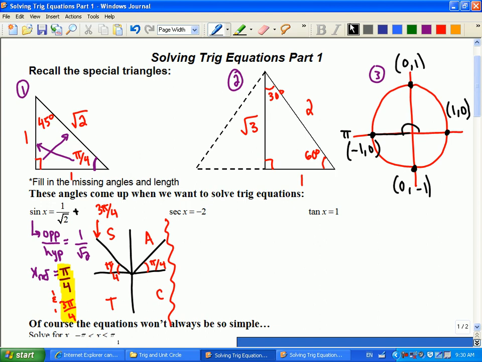So secant of x is -2. Which one is secant connected to? Good, it's the cosine. And where will I find a negative cosine? Yeah, over here in quadrants 2 and 3. So now I know what I'm looking for are those two angles there in quadrants 2 and 3, right?